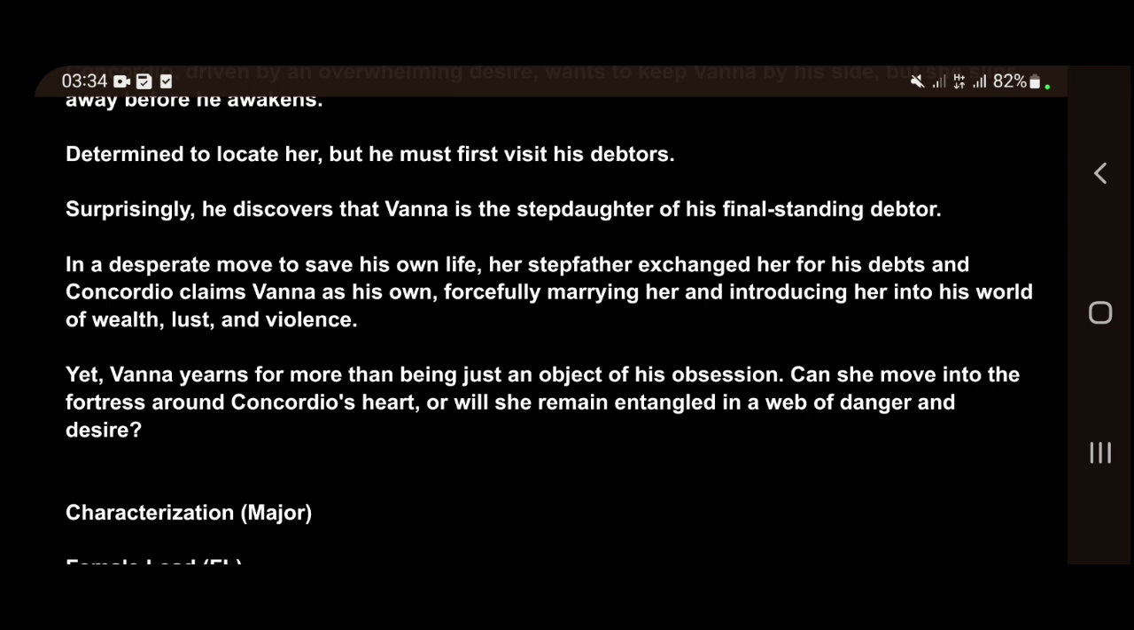Yet, Vanna yearns for more than being just an object of his obsession. Can she move into the fortress around Crocodile's heart, or will she remain entangled in a web of danger and desire?